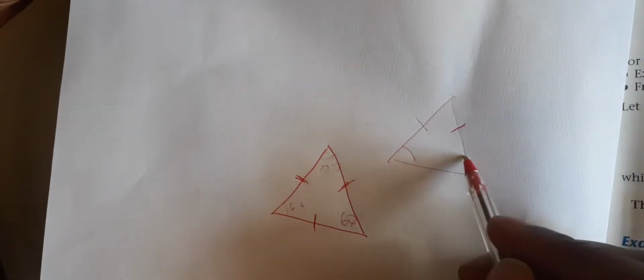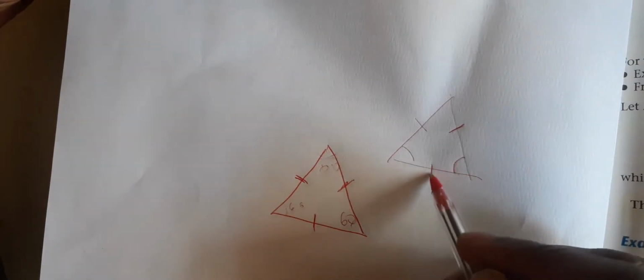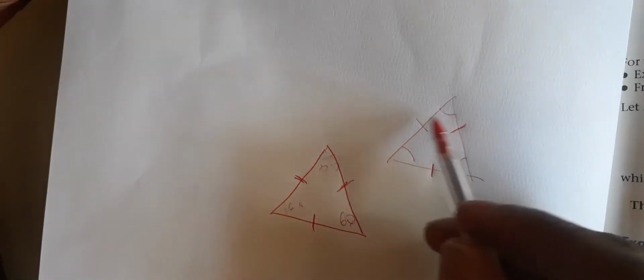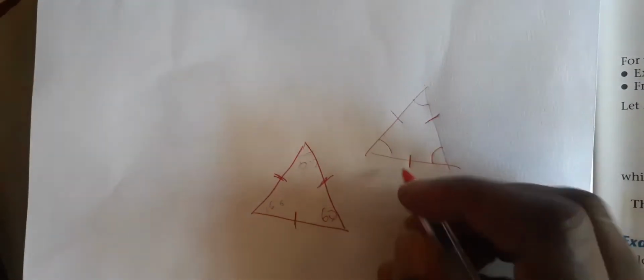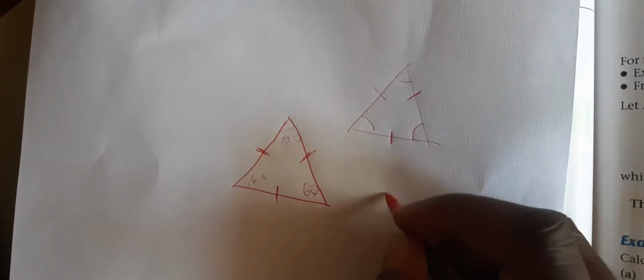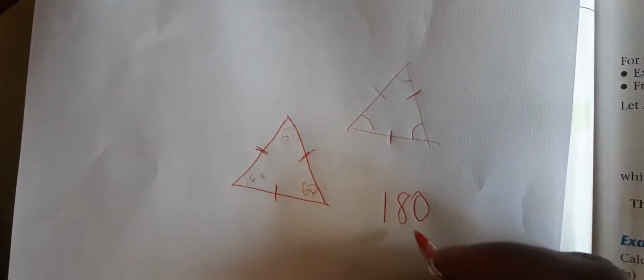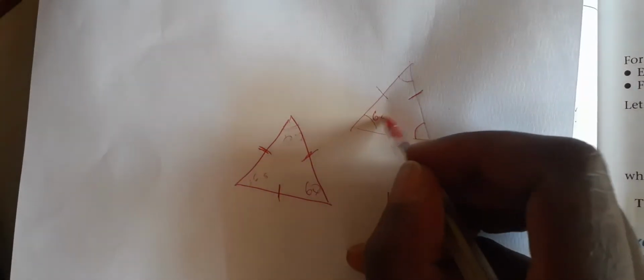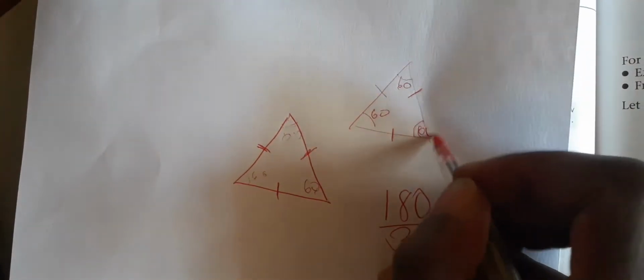For the other one, we were saying if you have this case and this one, then it means these base angles are the ones that are equal. But if we have all the 3 sides like this, then the interior angles are also equal. And if the 3 of them are equal, since the interior angles of a triangle add up to 180, you divide this by 3. It will give you 60, 60, 60.